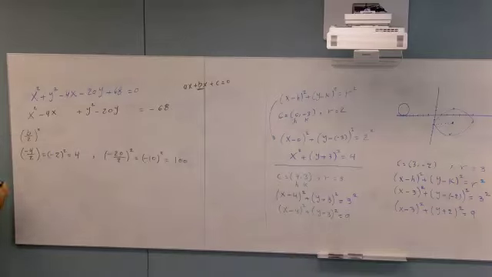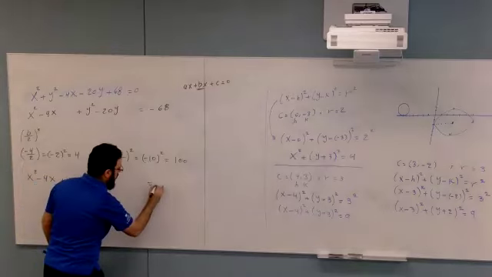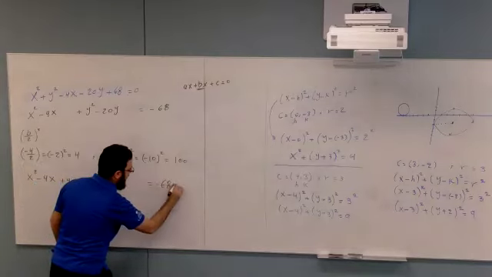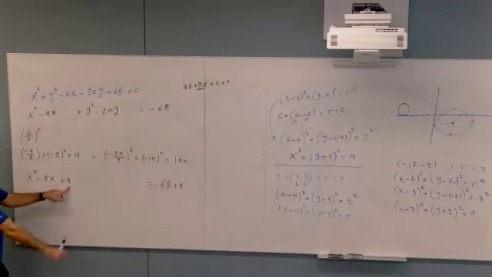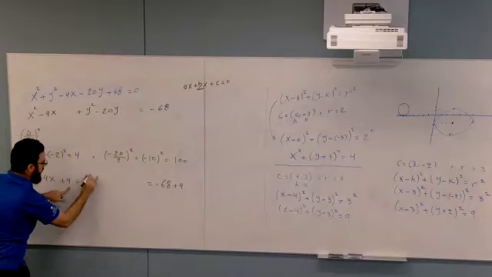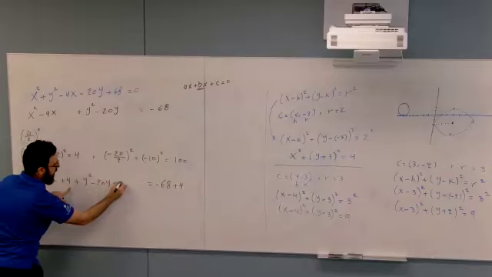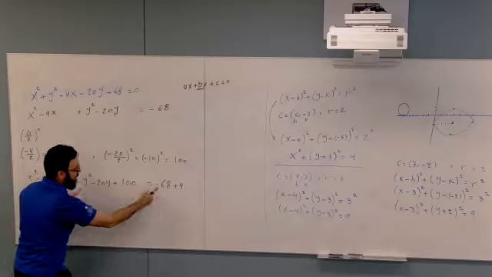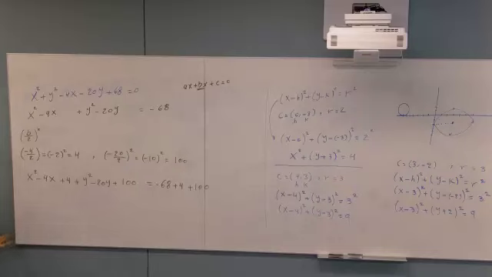Let's write it down again. So this one, x squared minus 4x, I'm going to add the 4. Is that okay? So negative 68, I'm going to add the 4 on this side too. Let's keep going here. Plus y squared minus 20y. I'm going to add 100 here. Is that okay?